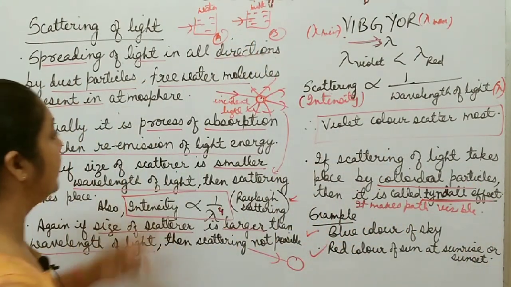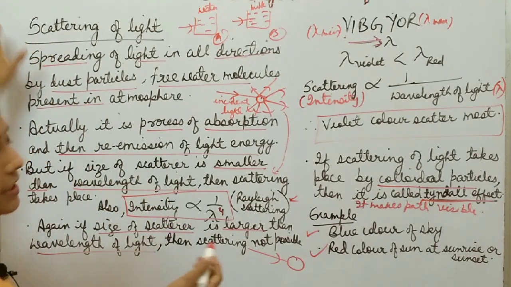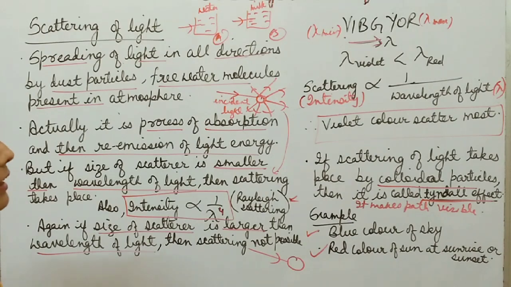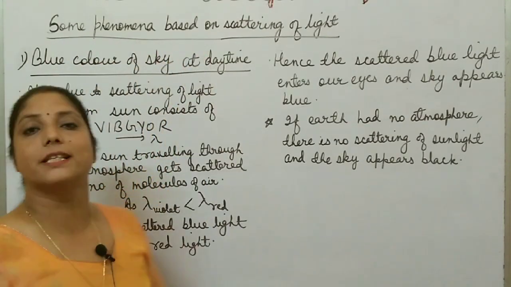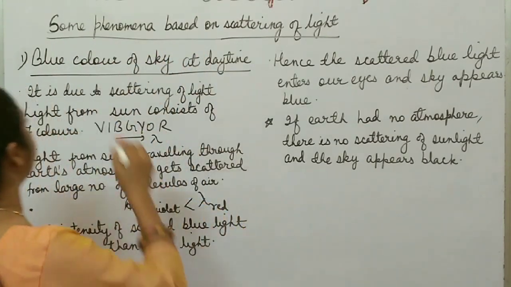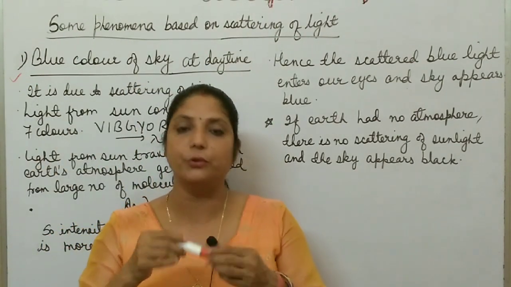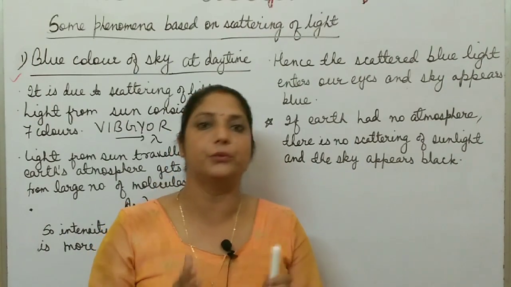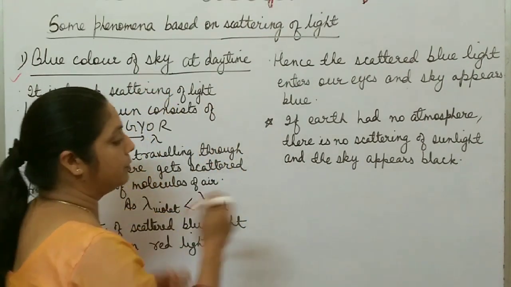Okay. So after this, I will discuss some phenomena based on scattering of light. First is blue color of sky. After that, red color of sun at sunrise or sunset. Please take a screenshot of this one. Now some phenomena based on scattering of light. First one is blue color of sky during daytime. Why does the sky appear blue during daytime? It is also due to scattering of light. How does the sky appear blue?